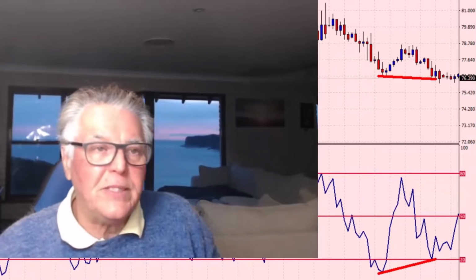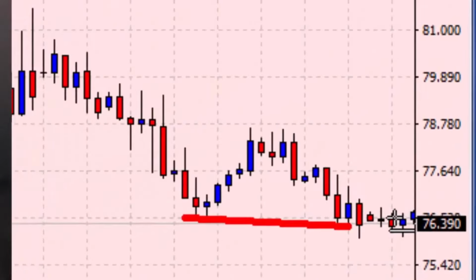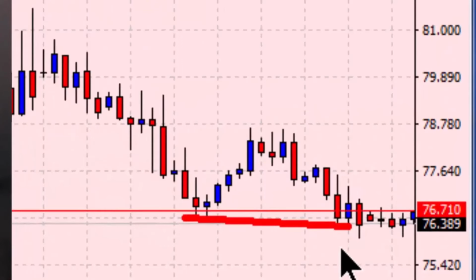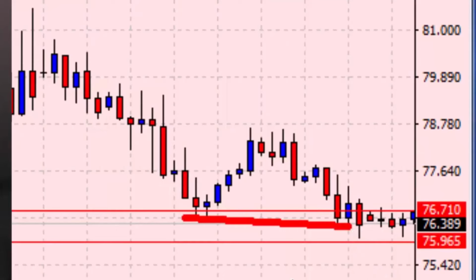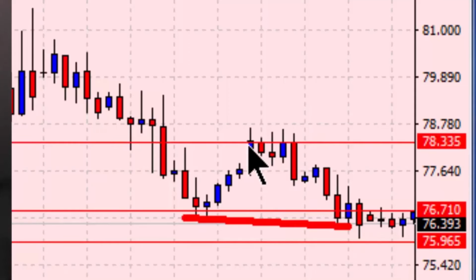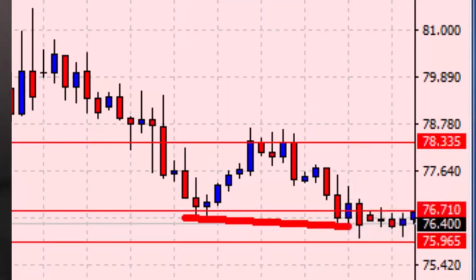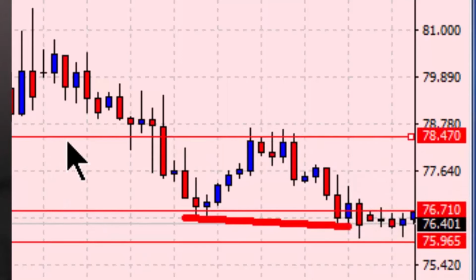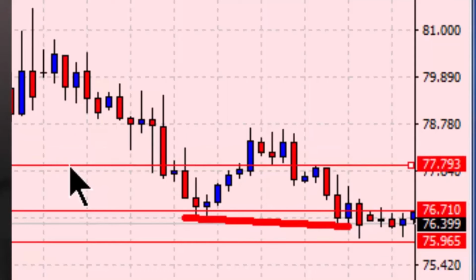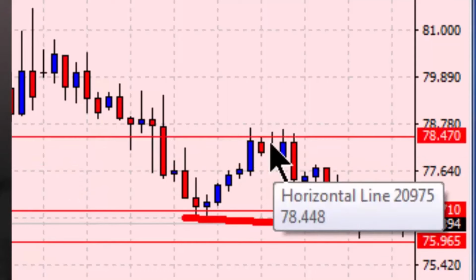So what I then say to myself is, what would I do now? Well, I'd enter on the close of the candle. That's the easy part, and I'd put my stop below the most recent low, and I would, for instance, put my target at the most recent major resistance level, as you can see, is up there. You could even put it down here if you feel more conservative, but let's leave it there.